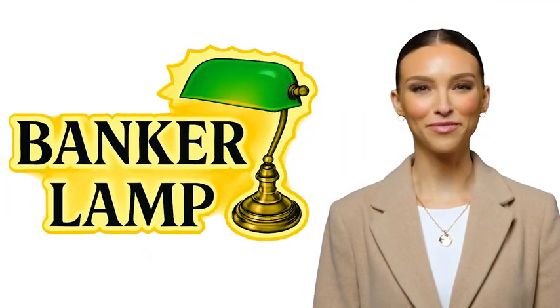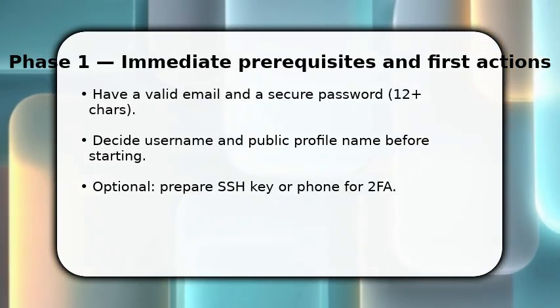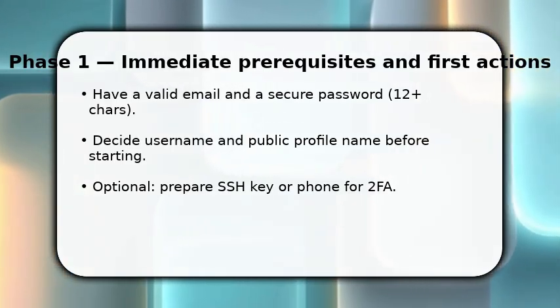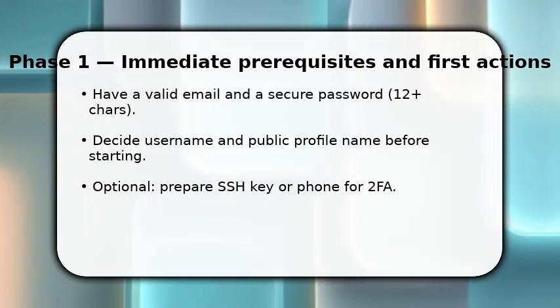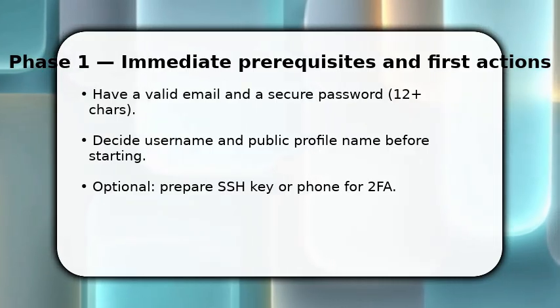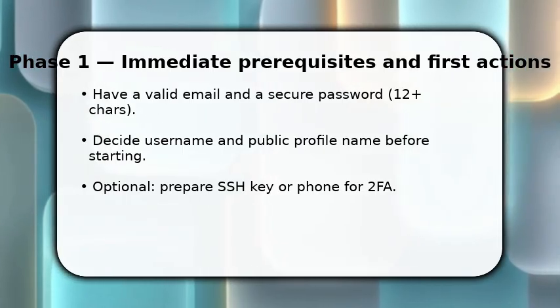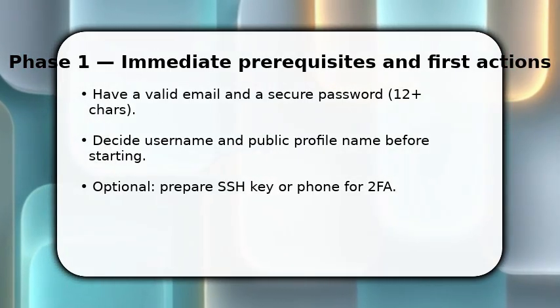Please enjoy the video. You begin by confirming prerequisites: a valid email, a secure password, and an intended username. Open GitHub's sign-up page and enter email, password, and username. This establishes your account identity and access. You choose settings that fit use, personal or organization, because they determine permissions later.